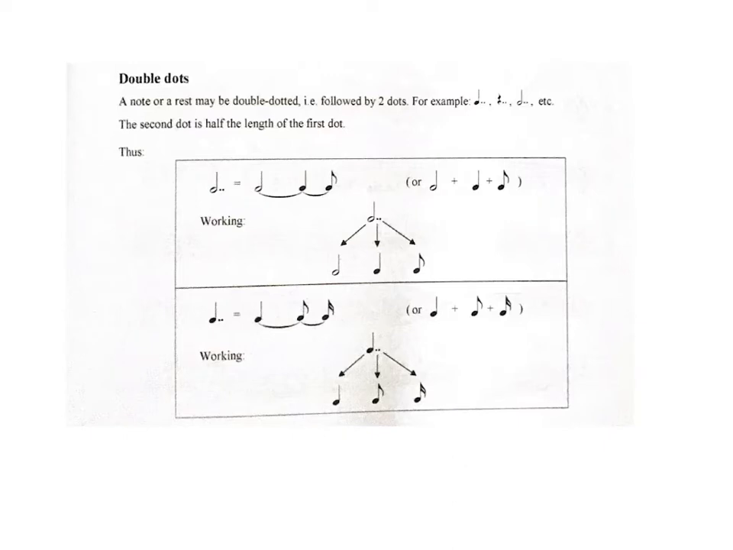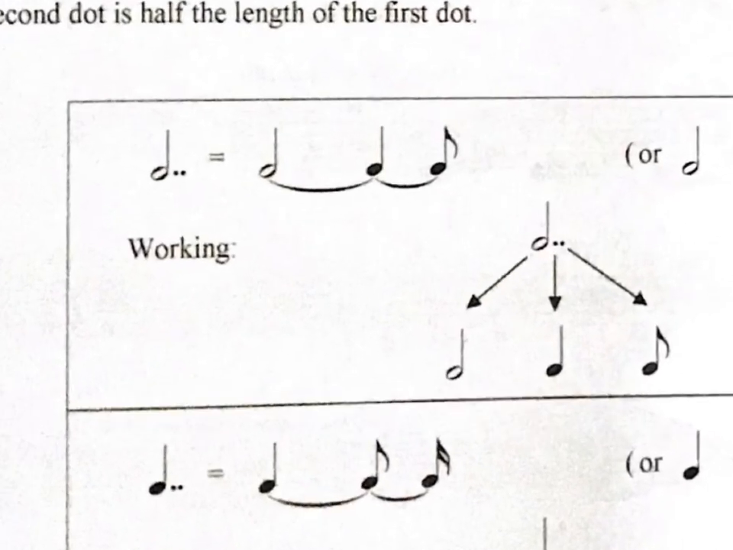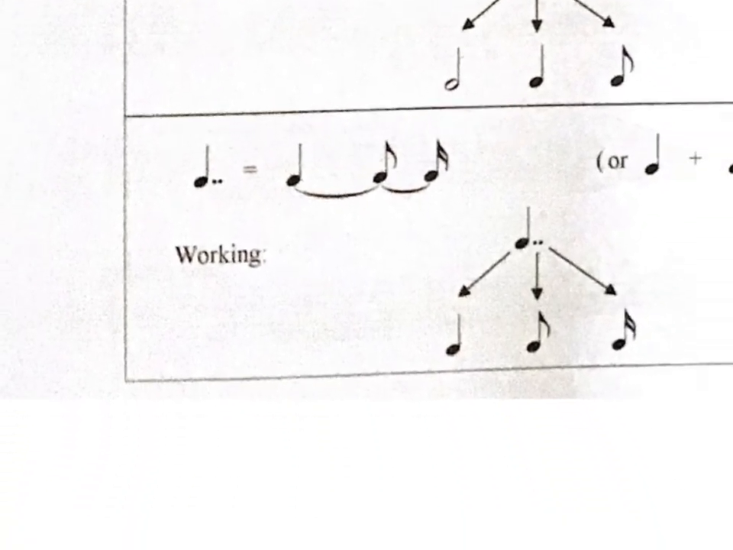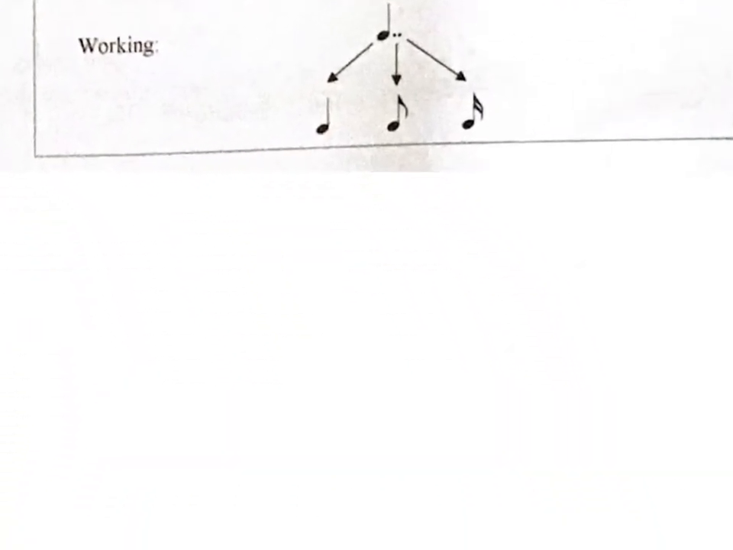But I'm going to give you two ways of thinking about the double dot. You have two examples given here. You've got a double dotted minim, a double dotted crotchet. I'm going to work with a semibreve to give you a couple of ways of thinking about the double dots. I'll draw a semibreve, a double dotted semibreve, and we'll try and figure out how long this note is.